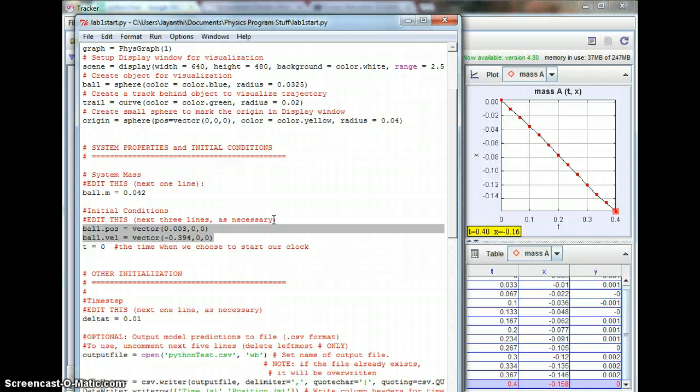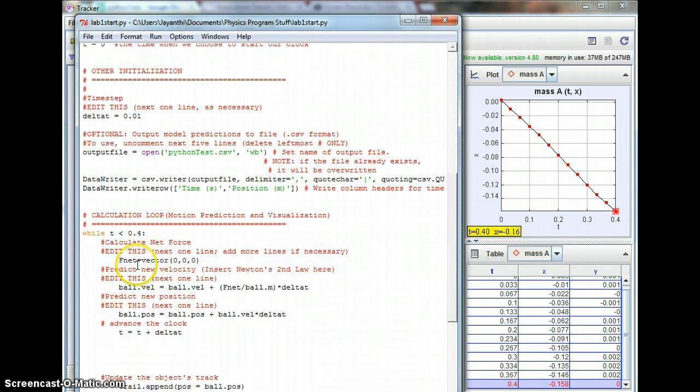For our model, we'll assume force of friction equals 0, and we'll set F net to a vector with 3 components equaling 0, as shown right here. Though our code uses Newton's second law in the form ball.vel plus equals ball.vel plus Fnet over ball.m times delta t, through Newton's first law, we know Fnet has components 0, 0, and 0.